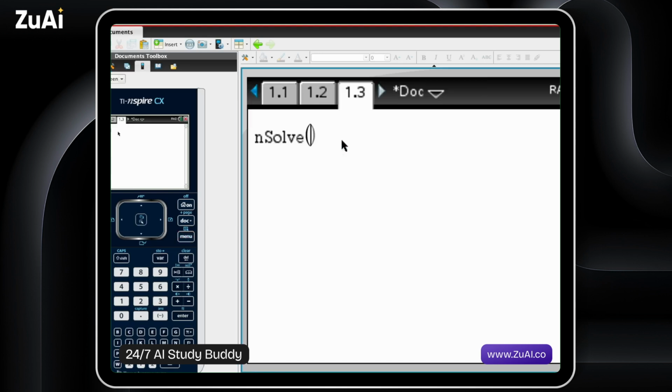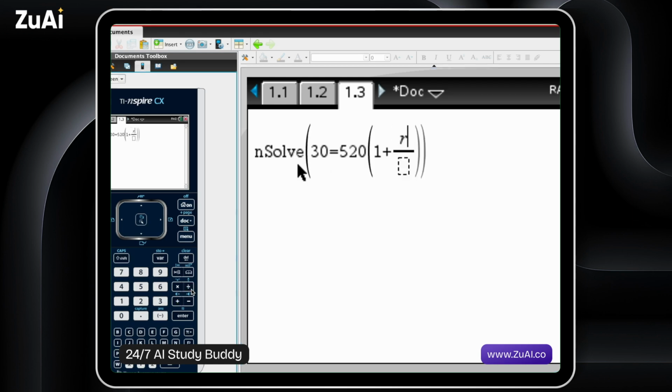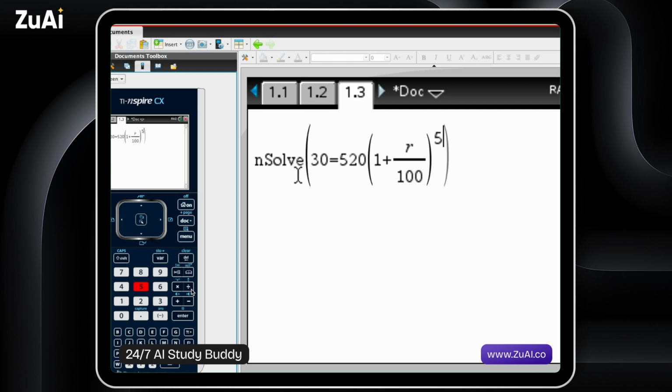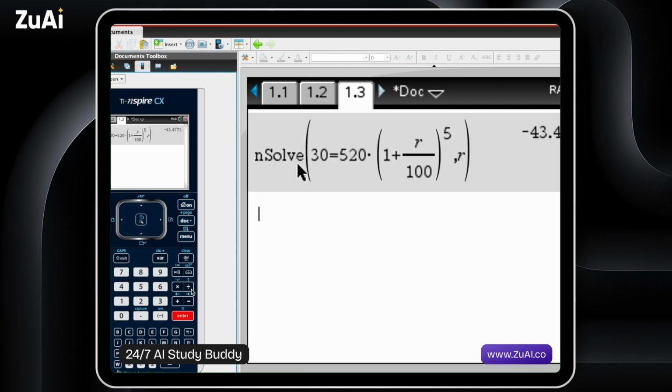Menu, algebra, numerical solve. 30 is equal to 520 multiplied by 1 plus R over 100, and we want to raise this to the power of 5. And let's ask the calculator to solve for R. In this case, it worked out okay.